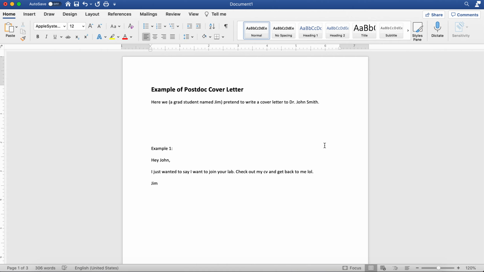As you could tell, we're looking at my Mac screen instead of looking at me, and that's because we're going to be going over how to write a postdoc cover letter.